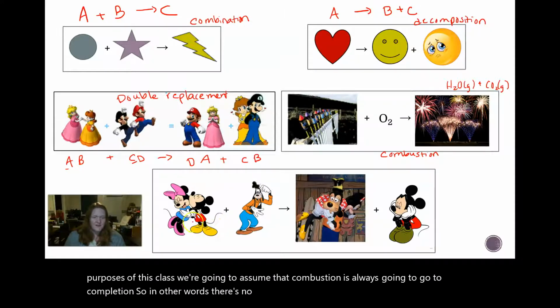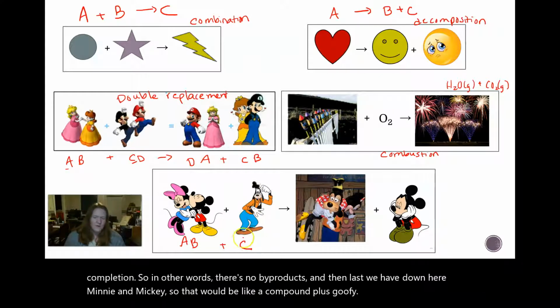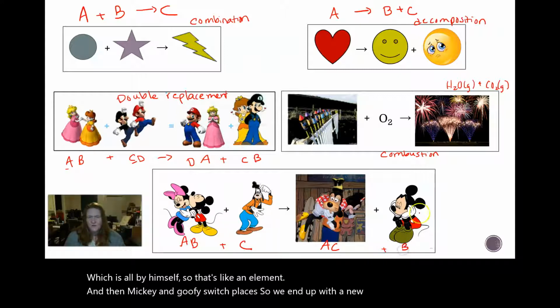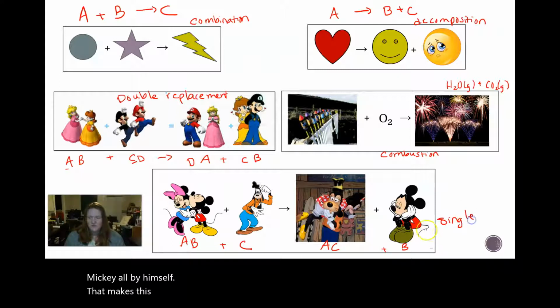And then last we have down here Minnie and Mickey, so that would be like a compound, plus Goofy, which is all by himself, so that's like an element. And then Mickey and Goofy switch places, so we end up with a new compound, and poor Mickey all by himself. That makes this the single, see, single, Mickey is single, replacement reaction.